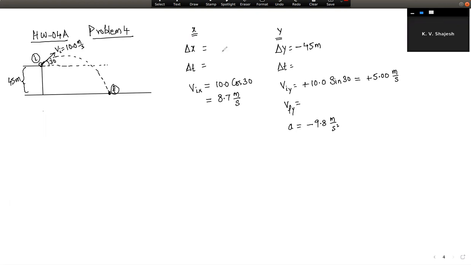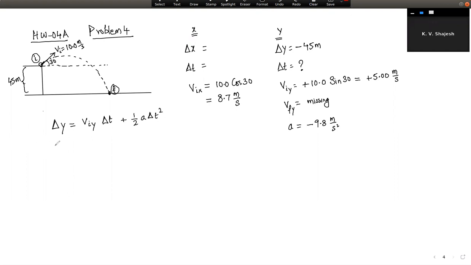We are interested in the time. It seems like we have three quantities in the y direction given to us, so we can calculate time. For delta t, we don't even have to explore the x side at all. And v final y is the missing variable, which means it's not being addressed at all. The equation turns out to be delta y is equal to v initial y times delta t plus half a delta t squared.